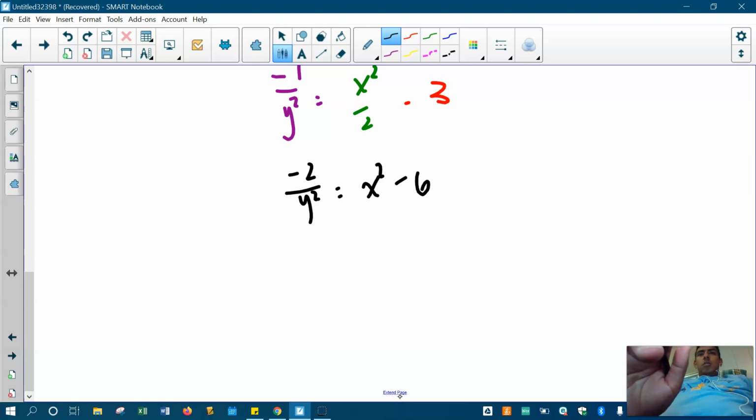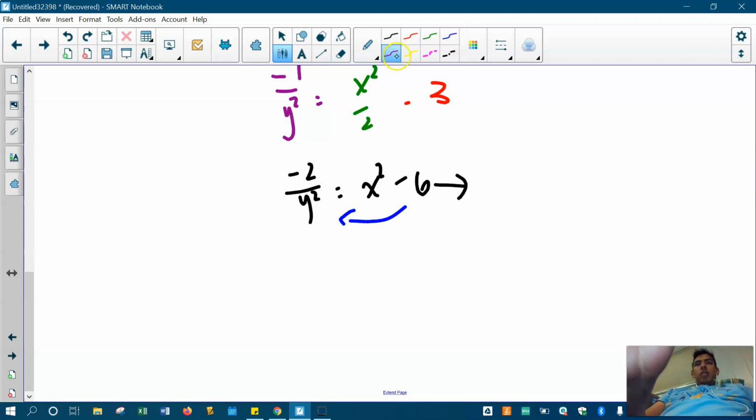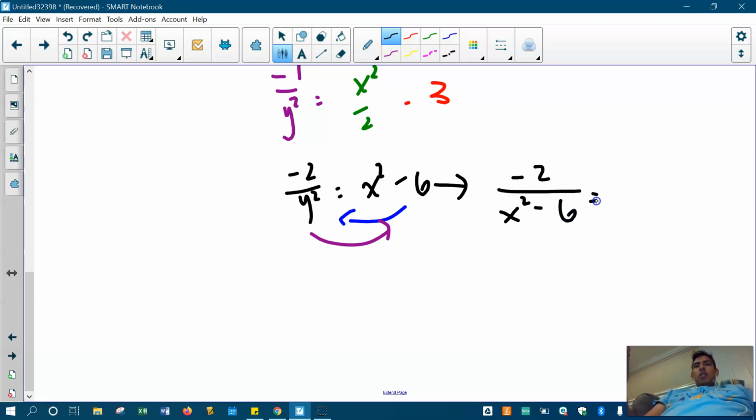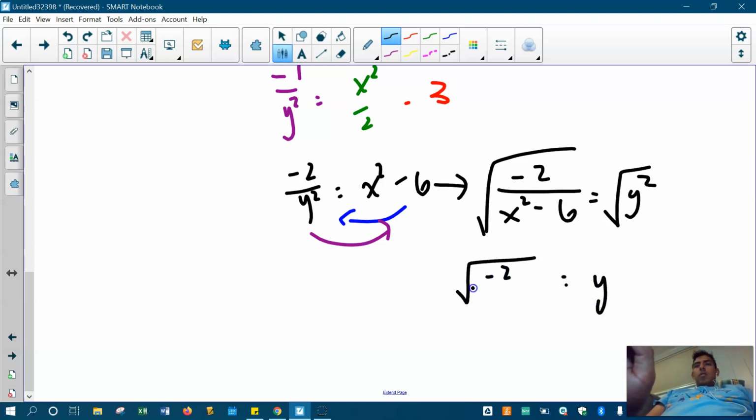Okay, looks good. Next, I'm going to divide by this part and multiply by y squared. So dividing by x squared minus 6, multiplying by y squared. When I do that, I get -2 over x squared minus 6 equals y squared. And then I have to do one more step to solve for y and take a square root of both sides. And I get y is equal to plus or minus the square root of -2 over x squared minus 6.